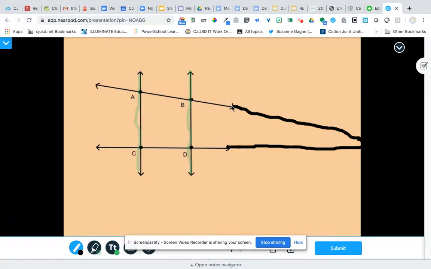But on this side of the line, they are going to touch out here eventually. So even though they aren't touching now in the picture, eventually they're going to touch. And therefore, these two lines right here, this line AB and this line CD, are not parallel lines. So we're not going to mark them with green.